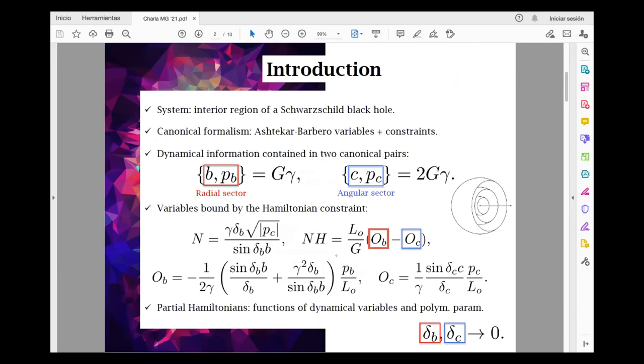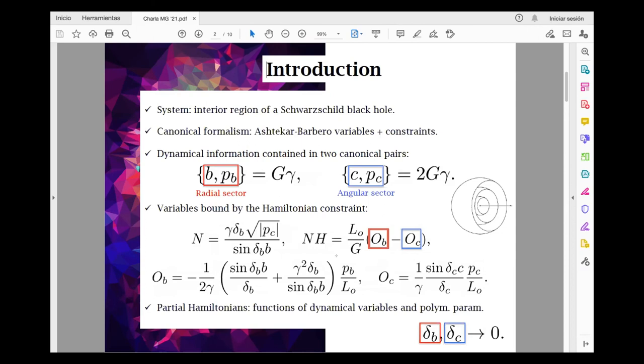Okay, so let's start with a very brief introduction. The system that we are going to be focusing on is the interior region of a Schwarzschild black hole, which can be foliated by homogeneous space-like Cauchy hypersurfaces. And on these hypersurfaces, we're going to construct our canonical formalism by defining Ashtekar-Barbero variables, which are bound by constraints that reflect the symmetries of general relativity.